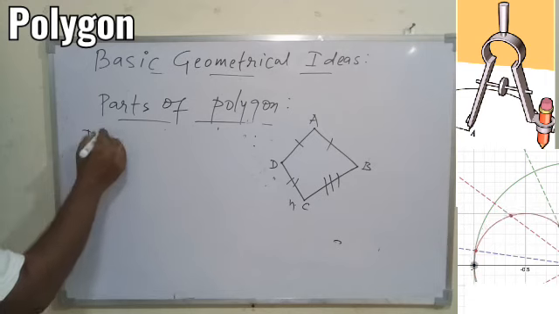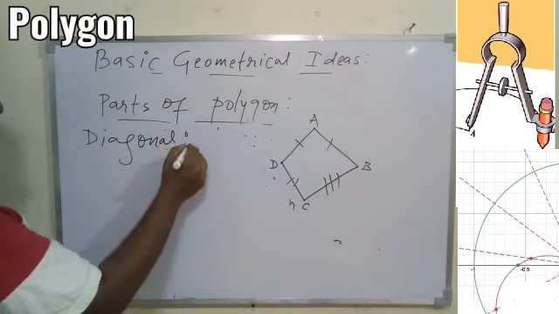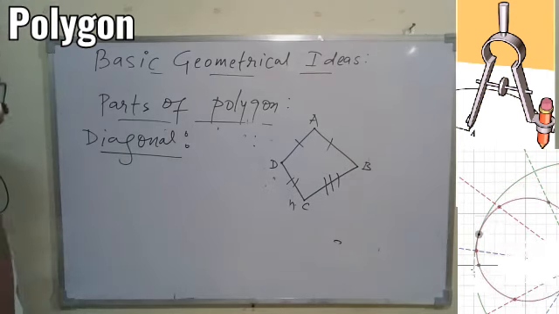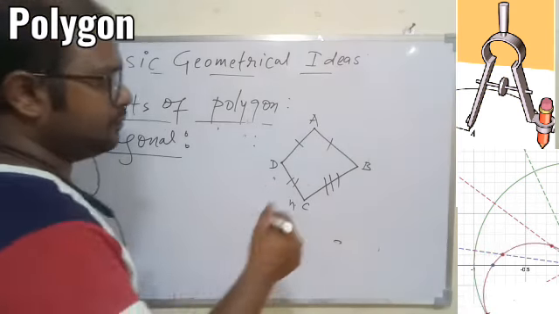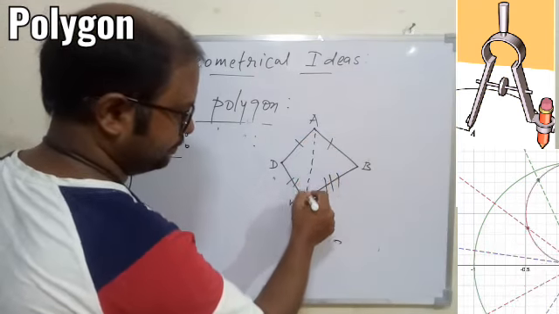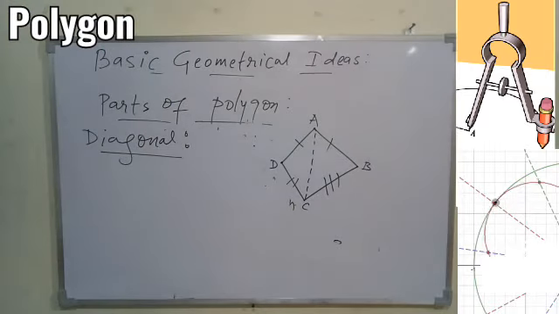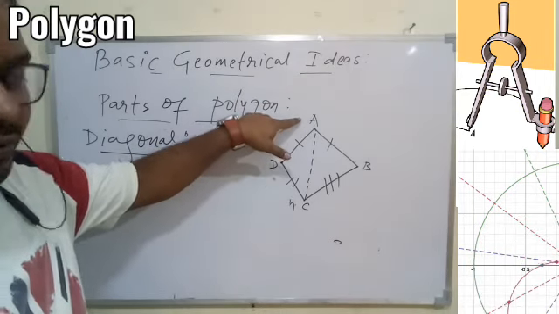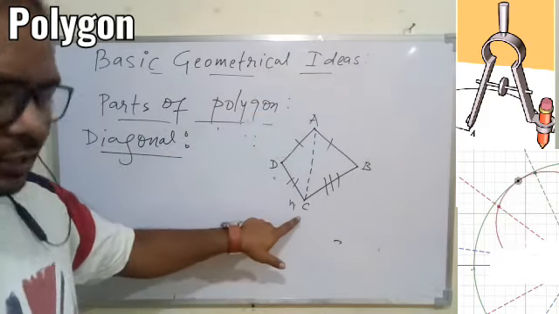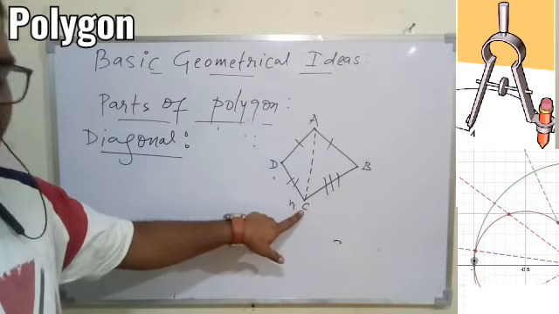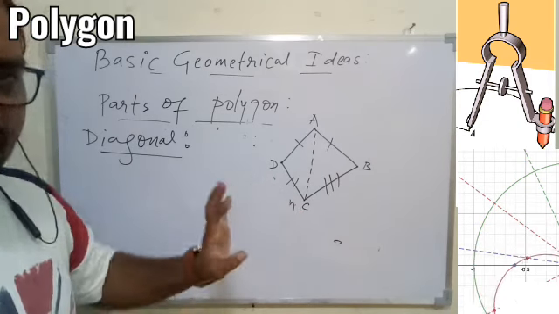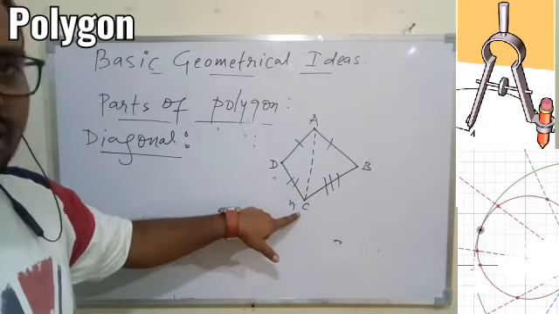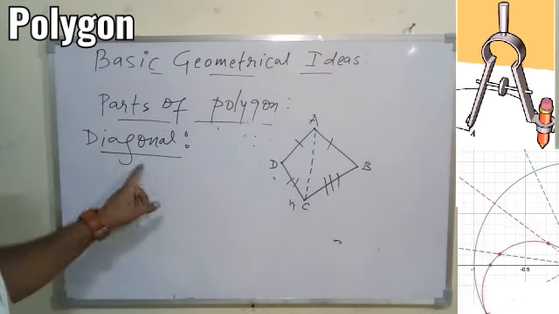And the last term we have is called diagonal. Any polygon will have diagonals also. So again, try to understand the concept here. Now if I connect A to C, you get a straight line. This straight line is connecting two different vertices of this polygon, A and C. But A and C are non-adjacent vertices because they are not next to each other. So AC is a line segment which is connecting two non-adjacent vertices, and such a line segment is called a diagonal.